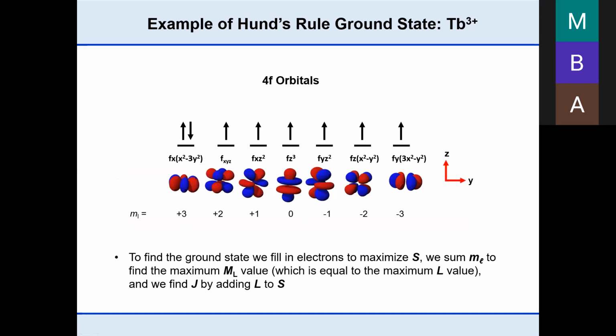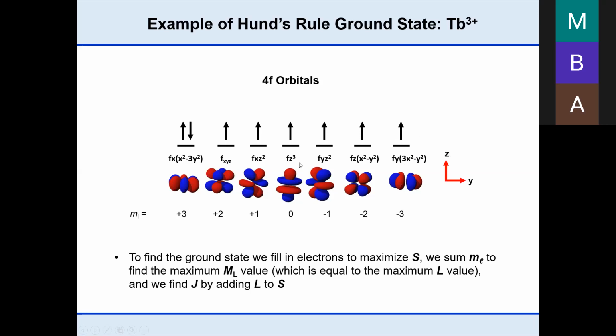So in finding the ground state, we need to apply rule number 1, which is maximize S. To do this, it's pretty simple. You just fill in the electrons unpaired first, and then start pairing them up after you fill up halfway. So when we do that, we get an S value of 6 halves, which is equal to 3.